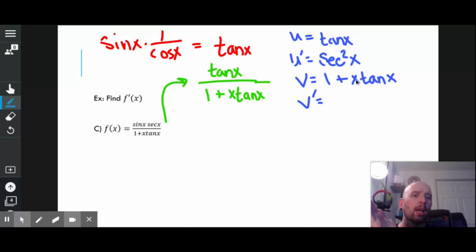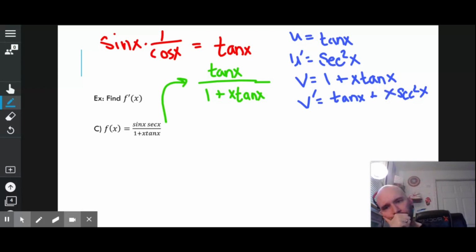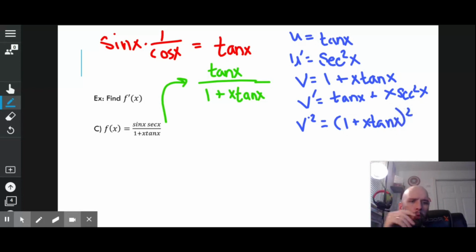That's my u and that's my v. So u prime v is going to be 1 times tangent x, plus v prime u. v prime is secant squared x, u is going to be x. So I did product rule in my head. v squared is going to be 1 plus x tangent x squared. I'm not sure I'm going to FOIL that out. I might not. I might have to, but I might not.